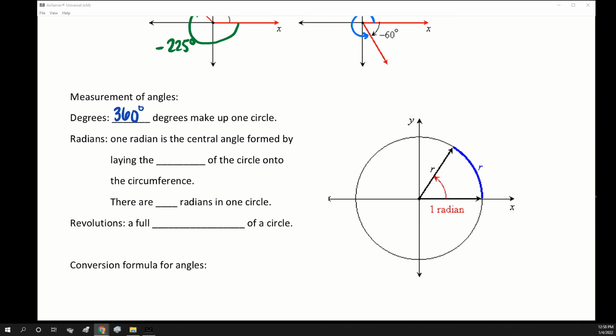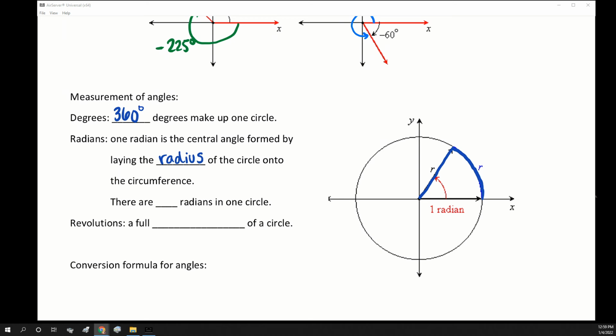Now, there's a new measurement that is called radians. One radian is formed by laying the radius of the circle onto the circumference. In this circle, this is the length of the radius. What they did is take that same length and put it along the edge of the circle. The angle that's formed right here is 1 radian. One radian is way larger than 1 degree, but that's how it's formed.